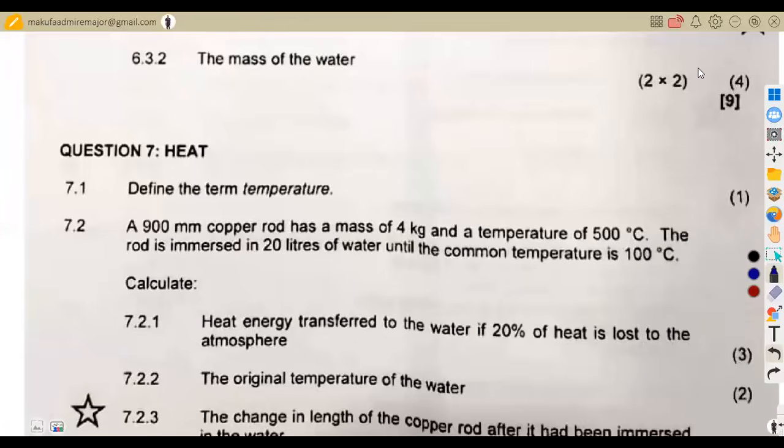So that is how we just play around with these questions. You just have to be careful and play with the formulas and so forth.